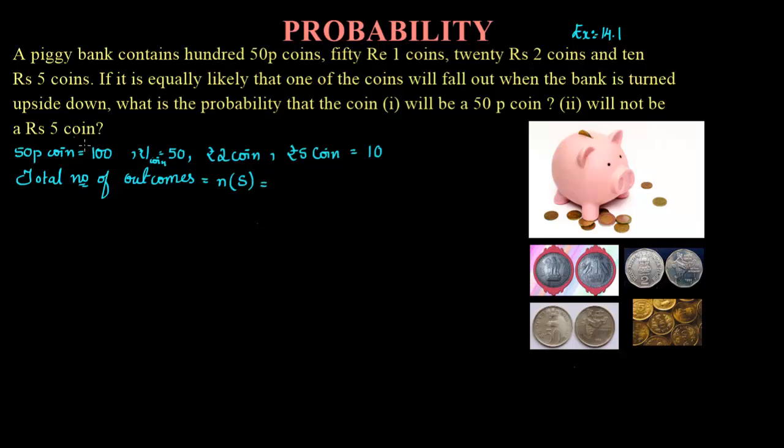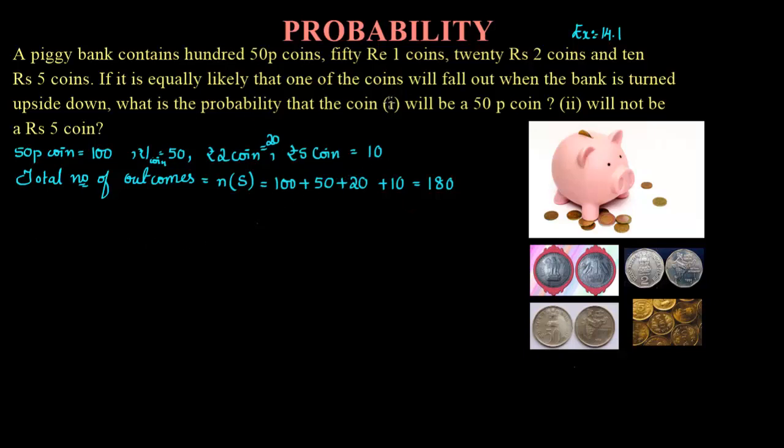how will you find it? You will just add all the numbers of coins that they have given in the question. So it is 100 coins of 50 paise, then 50 coins of 1 rupee, then okay, I have not written the 2 rupee coin yet. 2 rupee coin, how many are there? 20 are there. So 20 plus 5 rupee coin, it is 10. So 100 plus 50, 150, 170, 180. So there are totally 180 coins in the piggy bank.